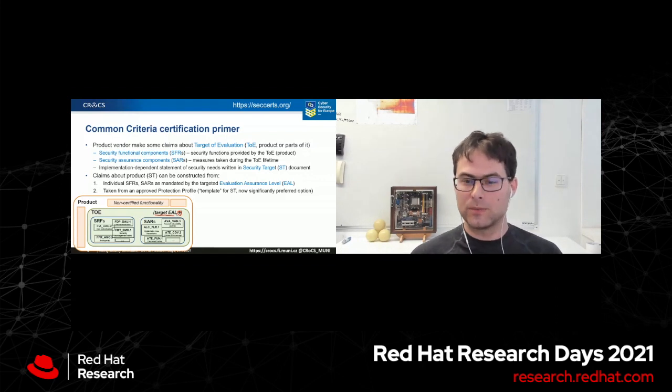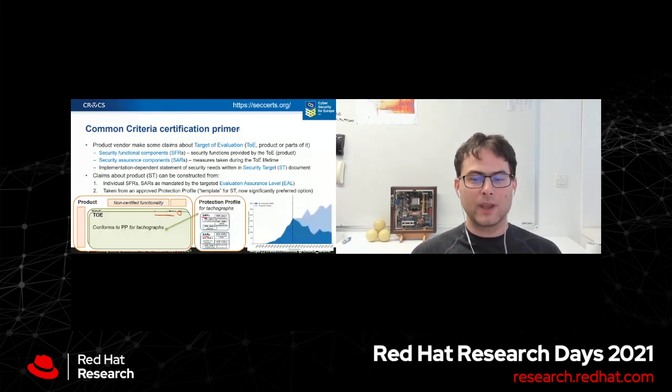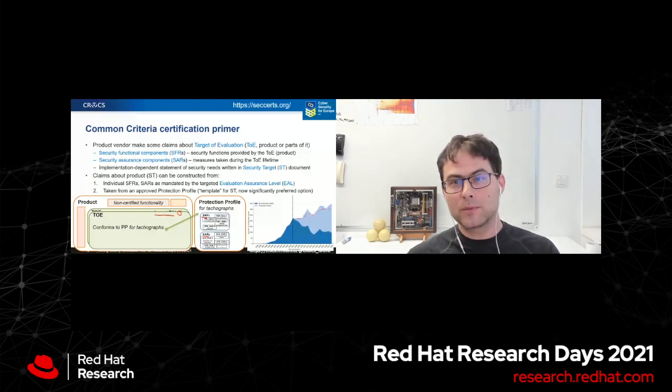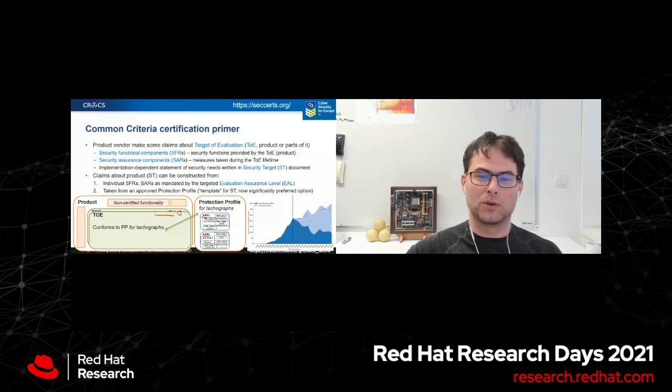This started to be popular in 2007 basically, and after that time you can see that the light blue are the number of certificates in a given year that are conformant to some protection profile, and the dark blue are these older types.